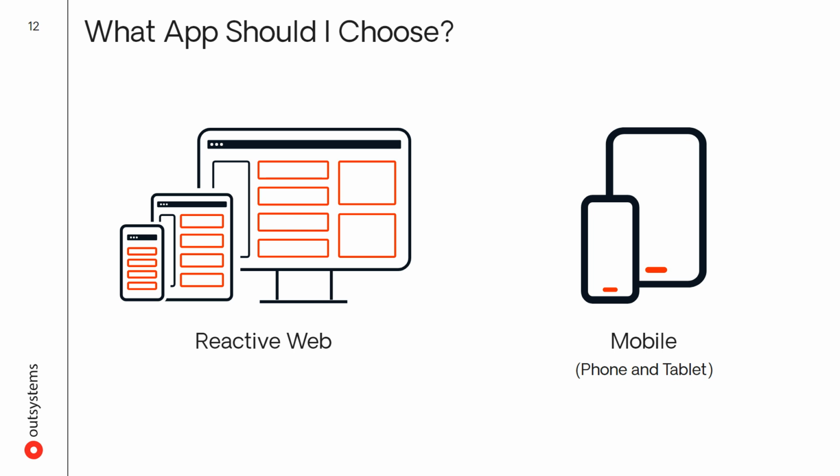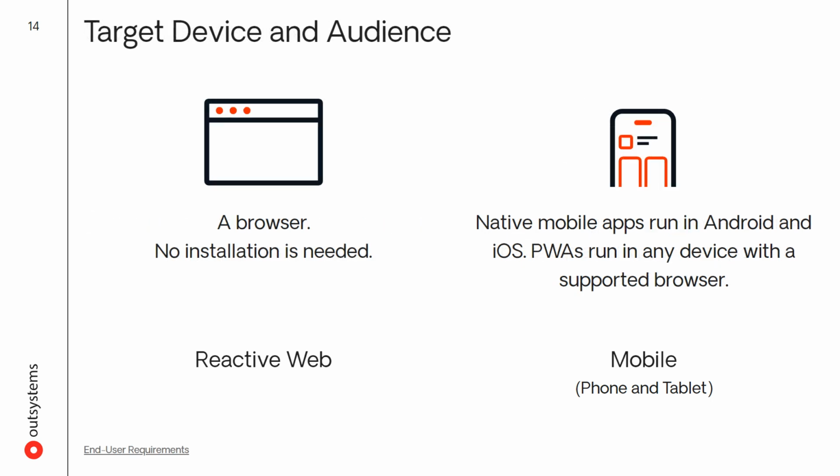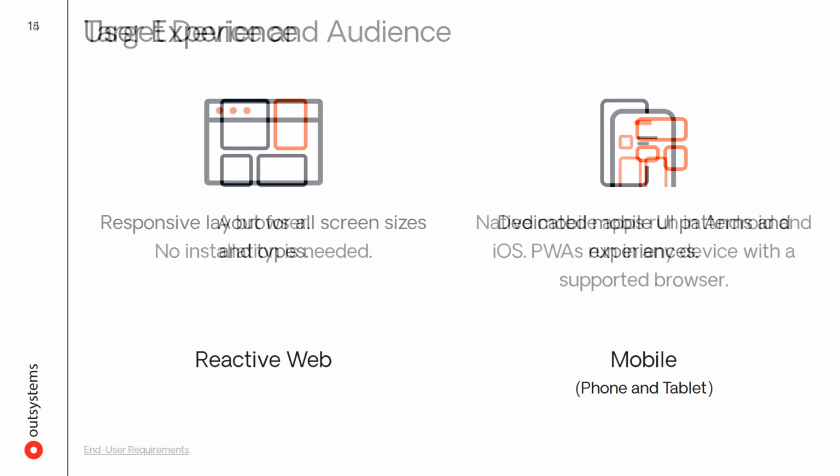But the question remains, which one should I pick? Let's compare both in order to make a well-informed decision. Both reactive web and mobile apps are very similar in regards to code reusability. The same logic will be common in either case. The target device and how your audience will access the app is different. With reactive web apps, access occurs via browsers, while a mobile app can be executed natively on the device or as a PWA using a supported browser.